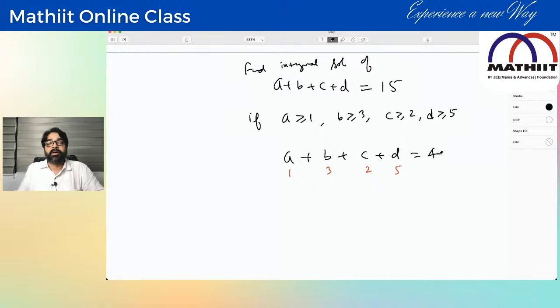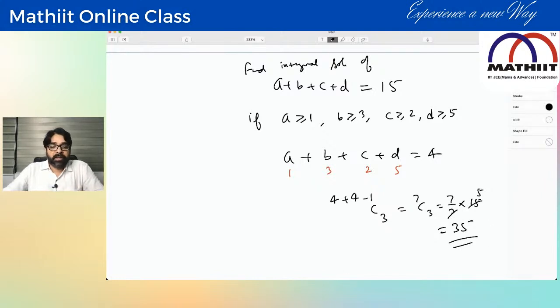It's very simple. 4 objects we have to distribute into 4 groups. Empty group allowed. 4 plus 4 minus 1, C 3. 4 plus 4 minus 1 means that will become 7 C 3. 7 C 3 is 7 by 3 into 6 by 2 into 5 by 1, that will be 35. 35 will be the answer. I hope everybody understood the point. Clear?